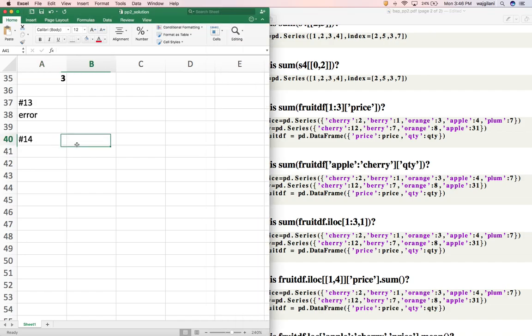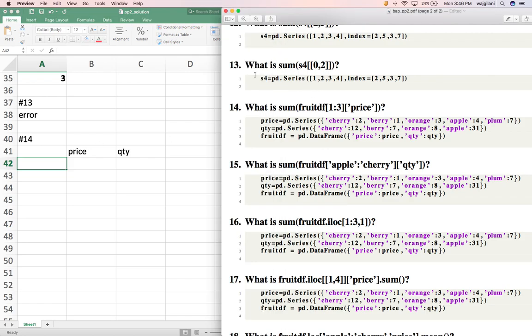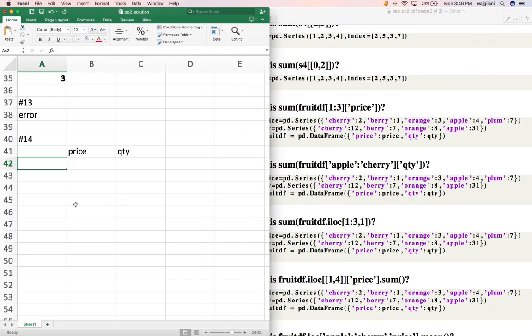So the table is going to look like this. You're going to have the price column and the quantity column. And now I need to put down my indexes, right? How am I going to put them down? Because they're not 100% precise, they're now going to be alphabetical. Apple, berry, cherry, orange, wait, ABC. Yeah, I don't know my alphabet sometimes. Plum. All right? They will be placed in alphabetical order.